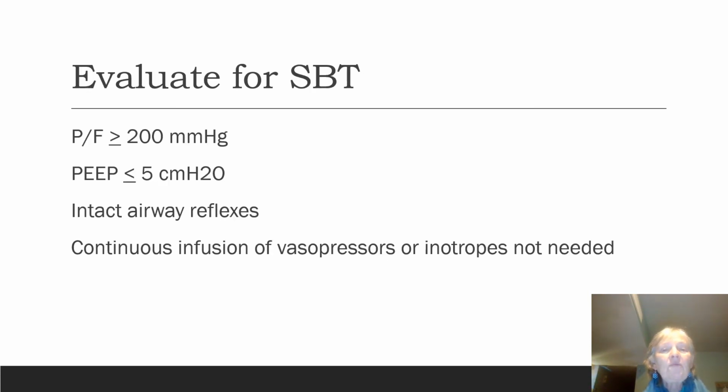So how do we get them ready for a spontaneous breathing trial? P to F has to still be greater than 200, the PEEP less than 5. Sometimes they'll tell you the pressure support has to go down to about 5 also. It just depends on your physician and your hospital protocols. Intact airway reflexes, and you don't want them on a continuous infusion of vasopressors or inotropes. They have to be able to be moved, able to get up and not be tied to that bed. So we want to take them off when they're much, much better at this particular point.